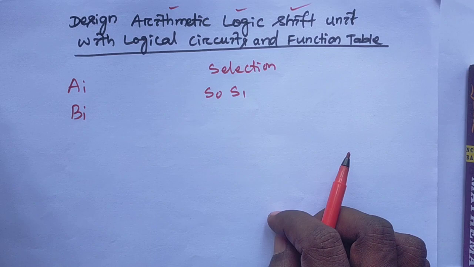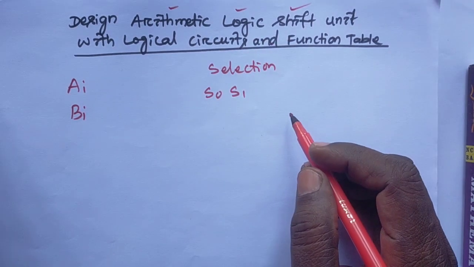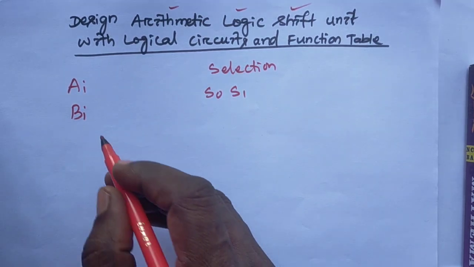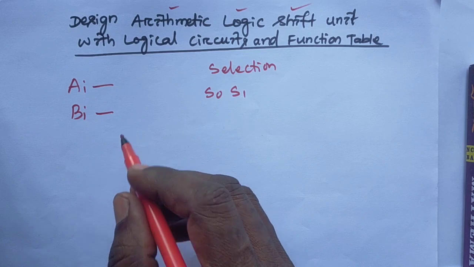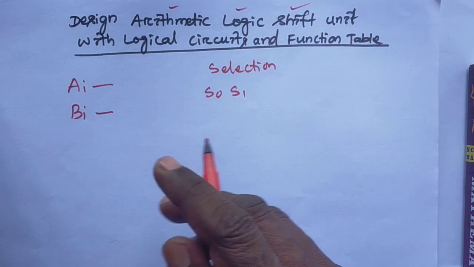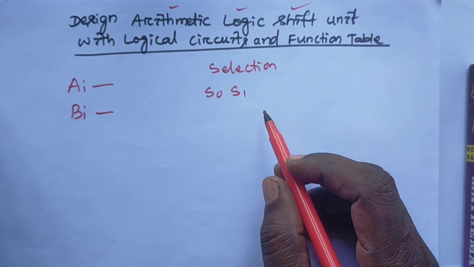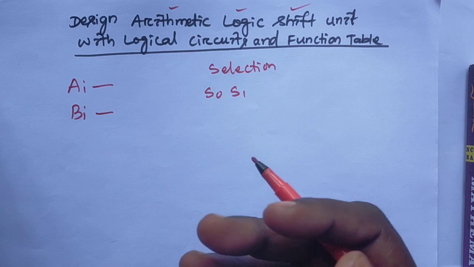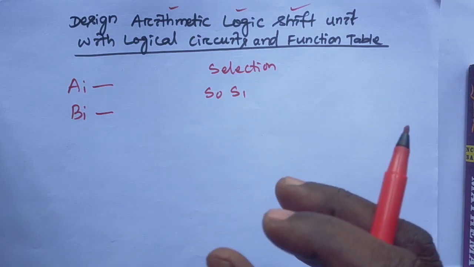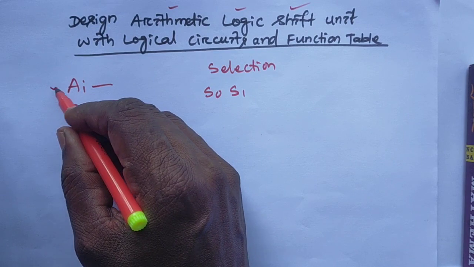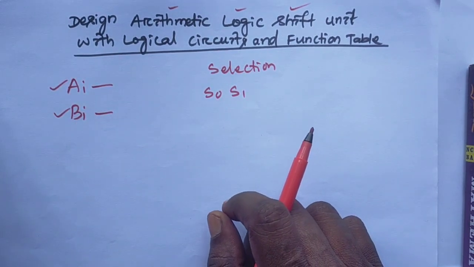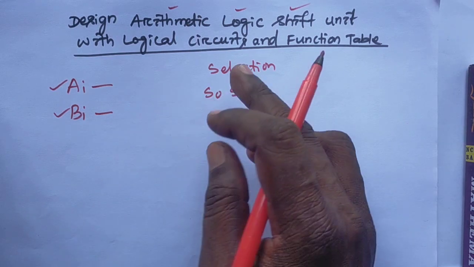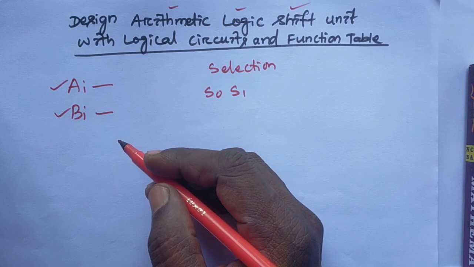Whenever you go through arithmetic and logic, they are defined through certain inputs. One is AI, another is BI: two inputs are considered for both arithmetic as well as logic. Arithmetic addition, subtraction or whatever operations we consider are defined through these two variables. The same two inputs are also defined for logic.